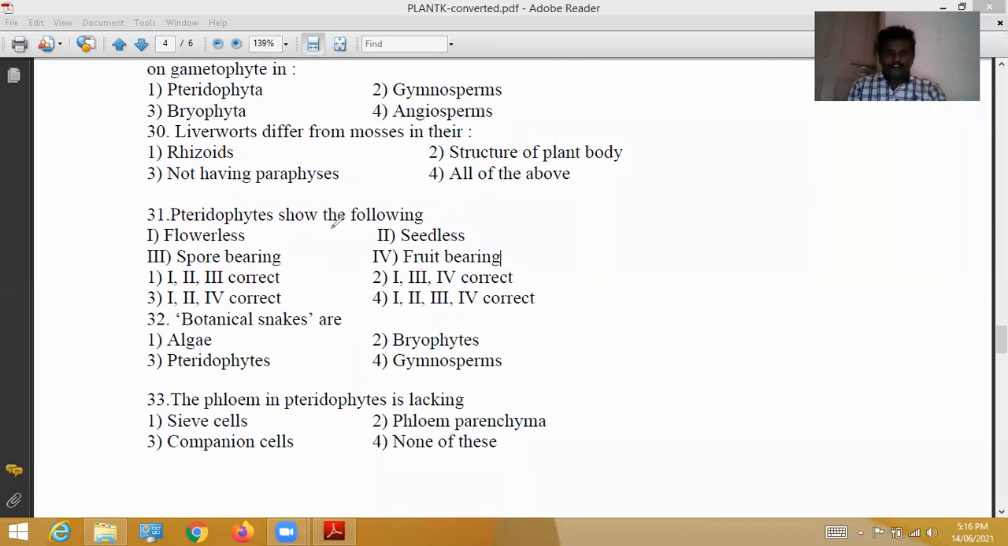Next, pteridophytes show the following. Generally, what kind of options will pteridophytes show in their life cycle? First, flowerless. Generally, pteridophytes don't possess any flowers, so this is correct. They don't possess any seeds, so seedless. Spore bearing, yes, pteridophytes possess micro and megaspores, so that is also correct. Spore bearing plants do not bear fruits.